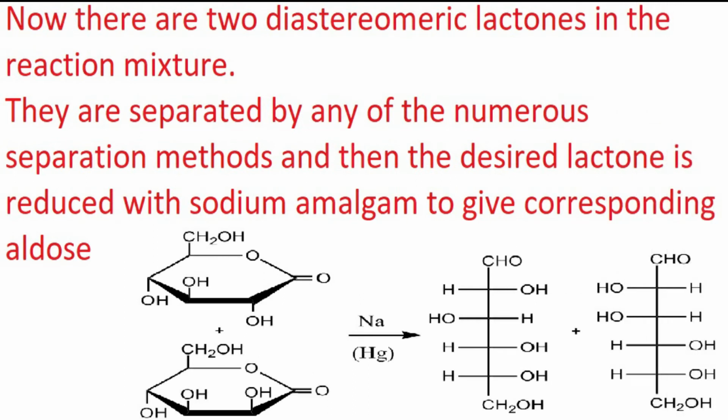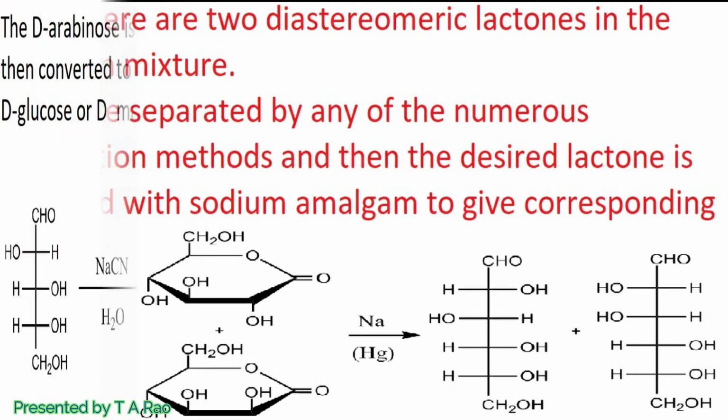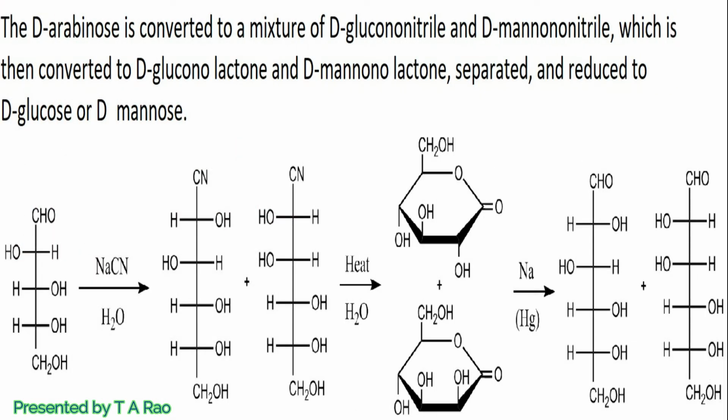They are separated by any of the numerous separation methods, and then the desired lactone is reduced with sodium amalgam to give the corresponding aldose. If we start with D-arabinose, the D-arabinose is converted to a mixture of D-glucononitrile and D-mannonitrile, which is then converted to D-gluconolactone and D-mannonolactone, separated and reduced to D-glucose or D-mannose.